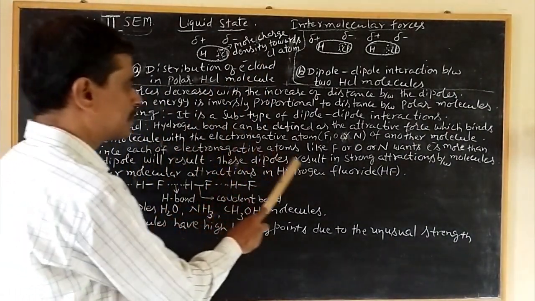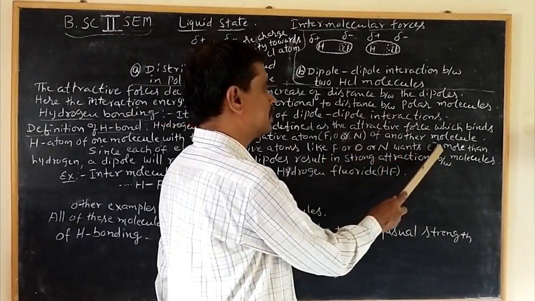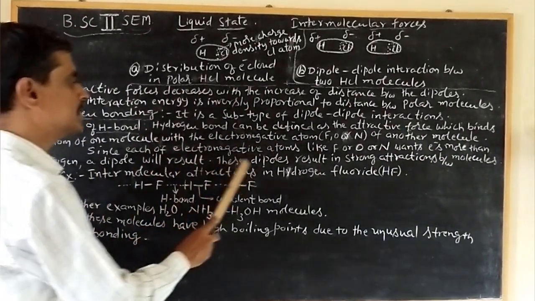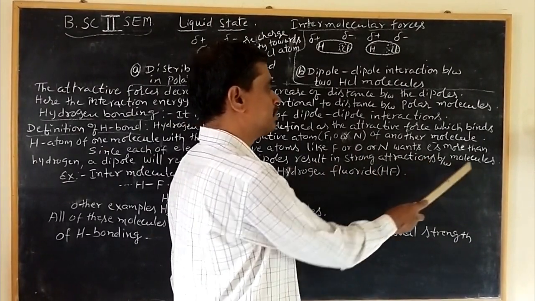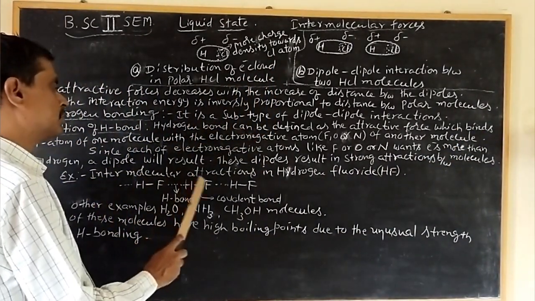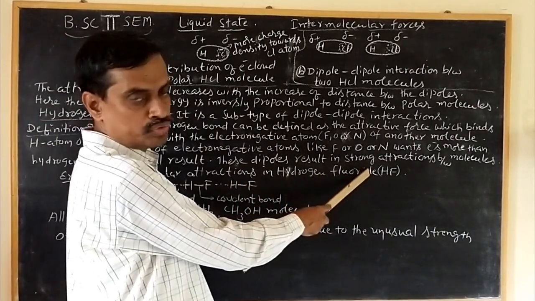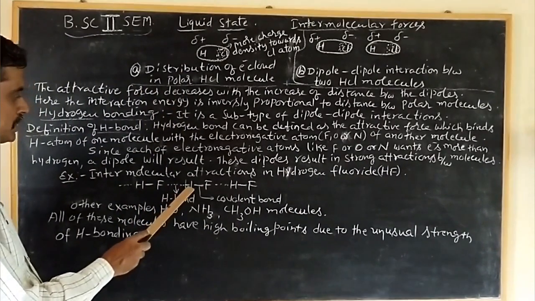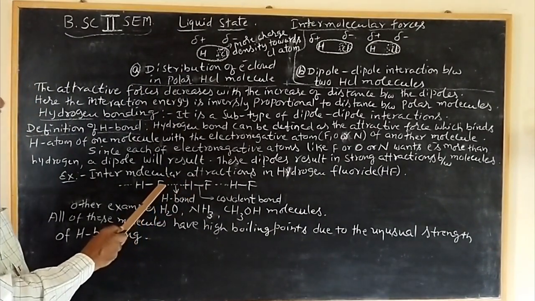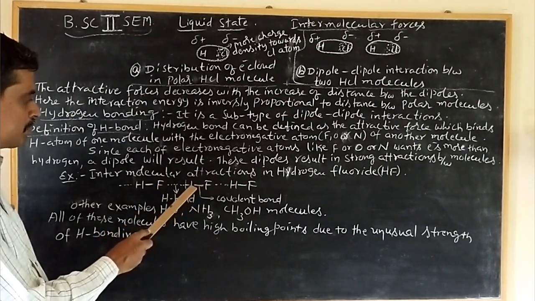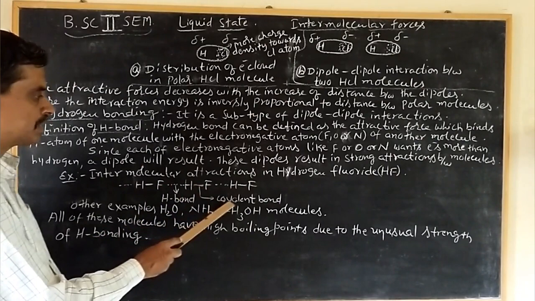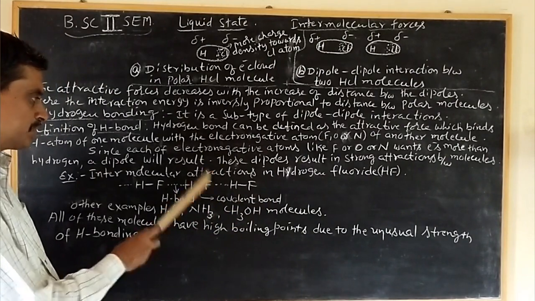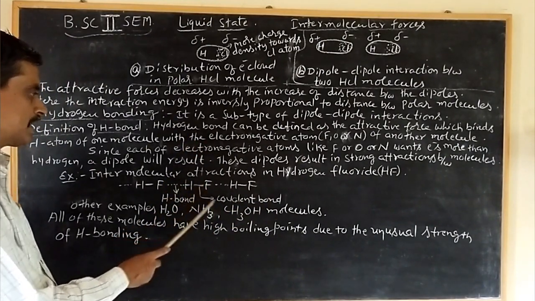Since each of the electronegative atoms like fluorine or oxygen or nitrogen wants electrons more than hydrogen, a dipole will result. These dipoles result in strong attractions between the molecules. Example, intermolecular attractions in hydrogen fluoride molecule. So this HF dotted line indicates the hydrogen bond. So this hydrogen is bonded with the electronegative atom of fluorine. This is the hydrogen bond. And the bond between the H and F, the solid line, is nothing but covalent bond. You know that covalent bond is formed by the sharing of electrons between hydrogen and fluorine. The dotted line is the hydrogen bond and the thick line is the covalent bond.